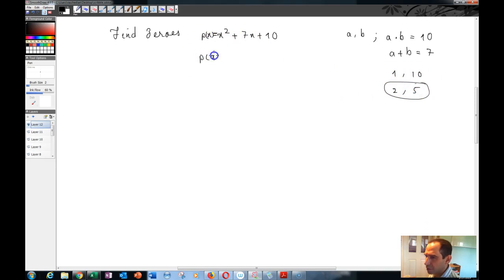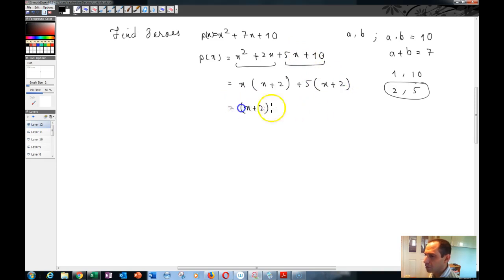So you can write this polynomial as x squared plus 2x plus 5x plus 10. Then you can take these two together, and these two together. From the first two you can take an x out and write x plus 2, and from the last two you can take a 5 out and write x plus 2. So you can write this as x plus 2 times x plus 5. So that's basically your polynomial factorized.